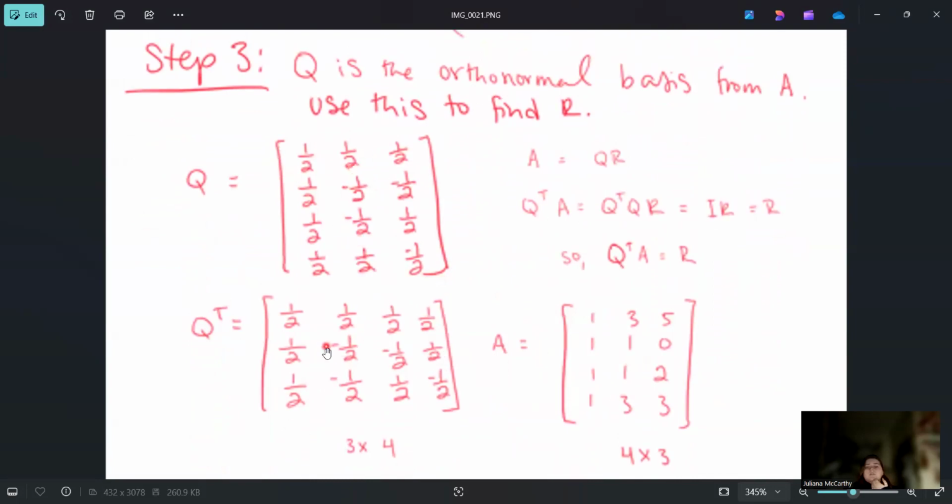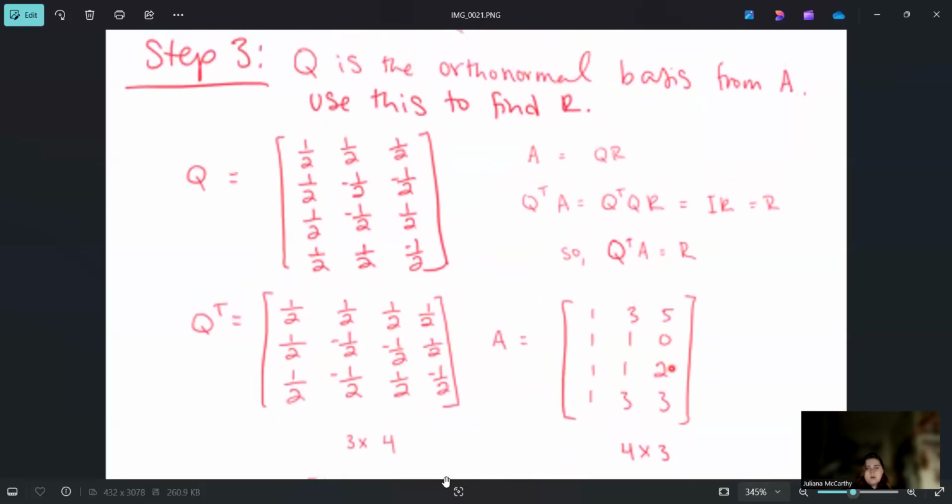So Q transpose, we're taking the transpose of Q. Again, it's just taking the first row, making that into the first column of Q transpose. Second row of Q becomes the second column of Q transpose. Third row of Q becomes the third column of Q transpose. Same with the fourth one. And then we were given A, so we are going to multiply these together to get R. We see that this is a 3 by 4, this is a 4 by 3. The 4s on the inside match. So what we're going to get, our R, is going to be a 3 by 3.